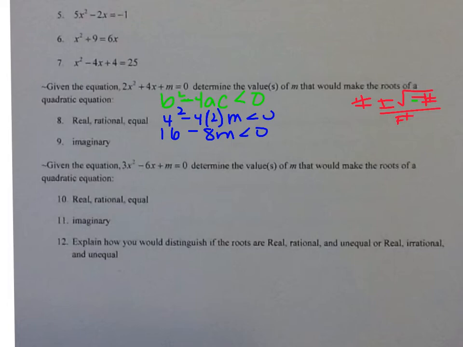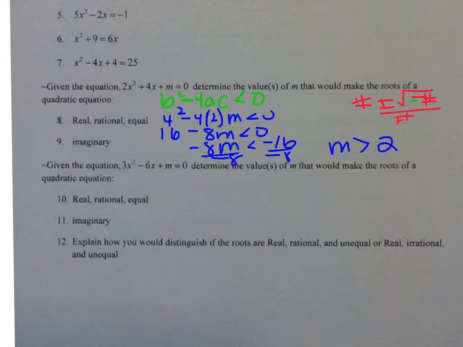So minus 16 from both sides. Negative 8m is less than negative 16. Divide by negative 8. Now remember, when you divide by a negative number, you have to flip the sign. So m is greater than 2. So any number greater than 2, if you use that for m, will make the roots imaginary.